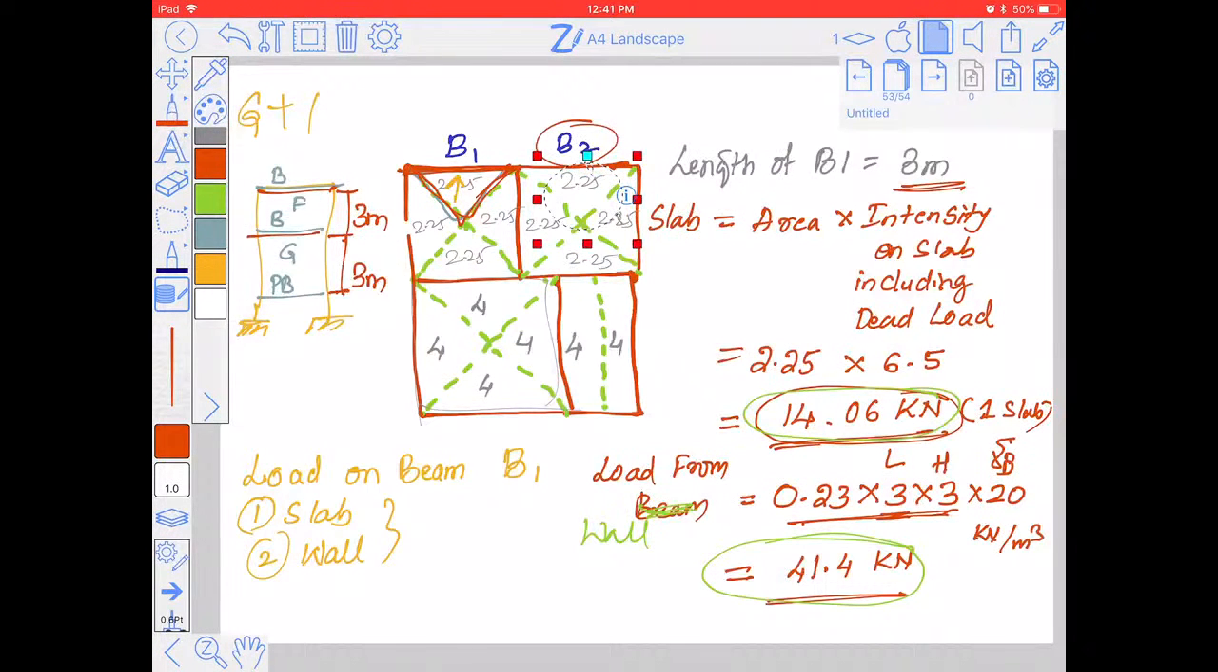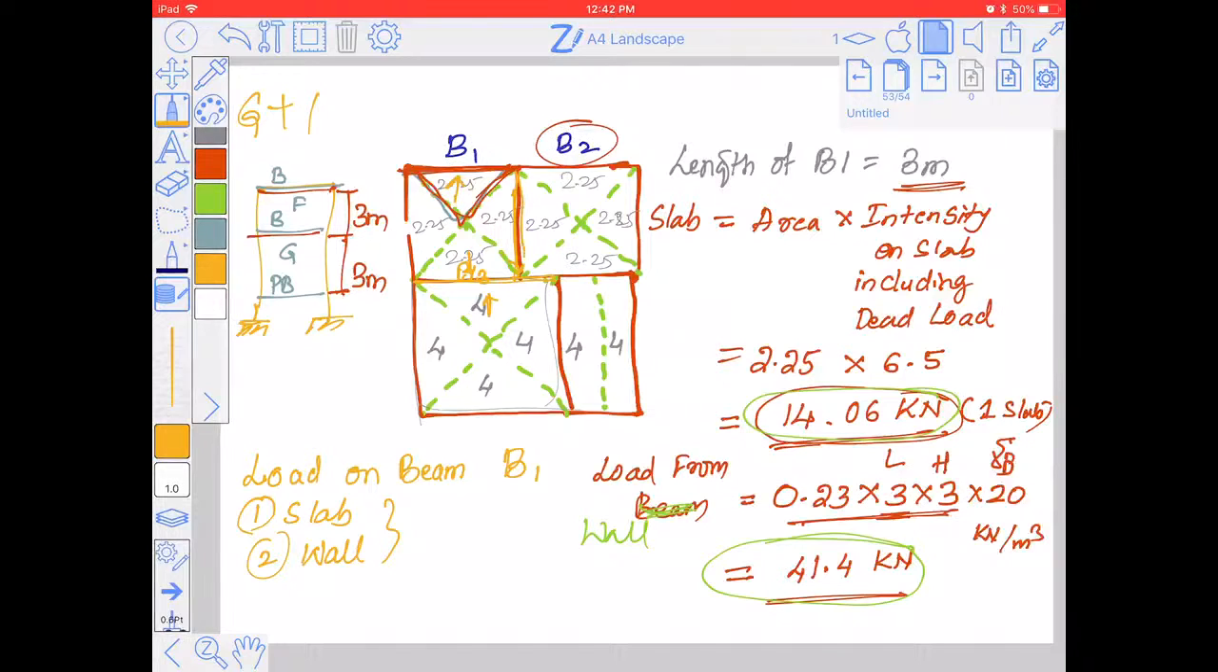Next, when it comes to B3, B3 will be quite difficult because it carries the load of this slab as well as this beam. There are interruptions here: one slab, two slabs and a point load.